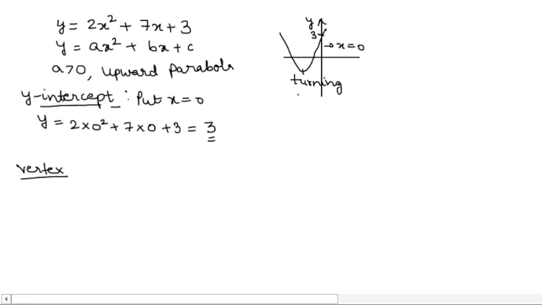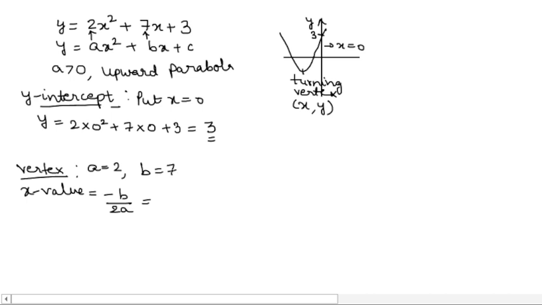So this is the point that is called the vertex, and it has two values, an x coordinate and a y coordinate. Now to find the x coordinate of the parabola, also called the x value, the formula is minus b upon 2 times a. Now what is a and b? I have already told you. If you compare the original parabola equation and the general form of the equation of a parabola, your a is 2, your b is 7, and we do not want c because c does not feature in this formula.